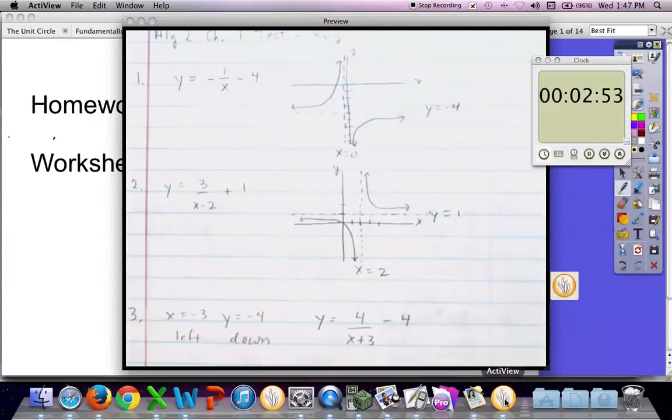The first one, because there was no plus or minus in the denominator, it means there was no horizontal shift, right? So that means the asymptote is still at x equals 0. And the -4 after the function means down 4, so the asymptote is at y equals -4. Because of the negative in front, the branches of the graph should have been in quadrant 2 and 4.